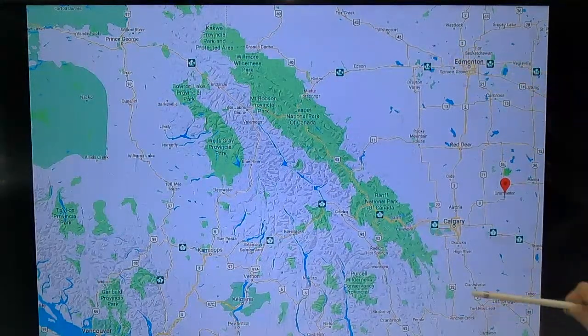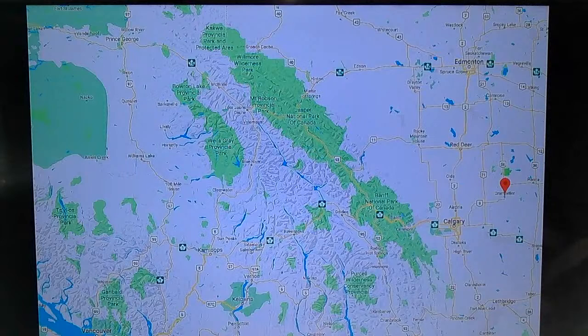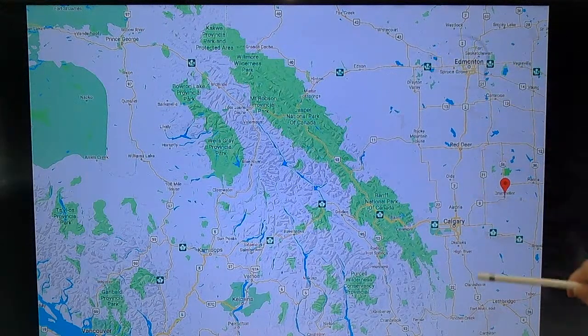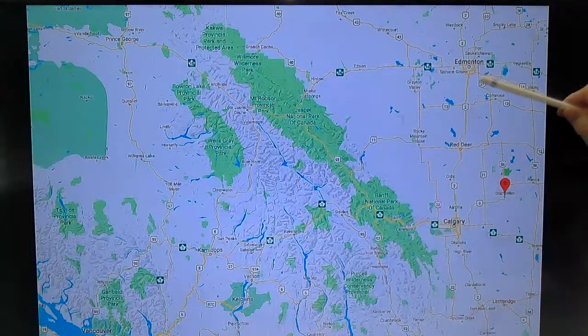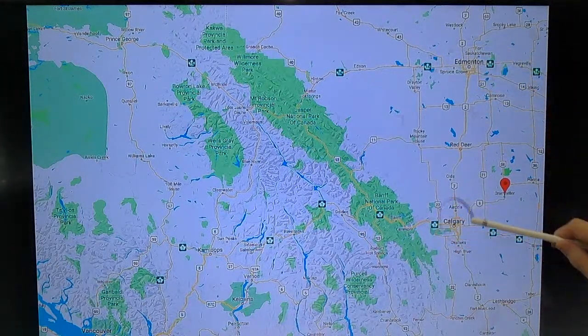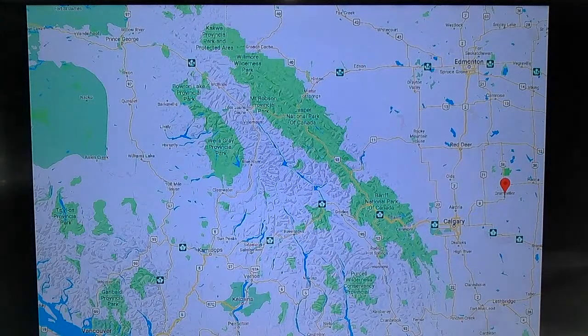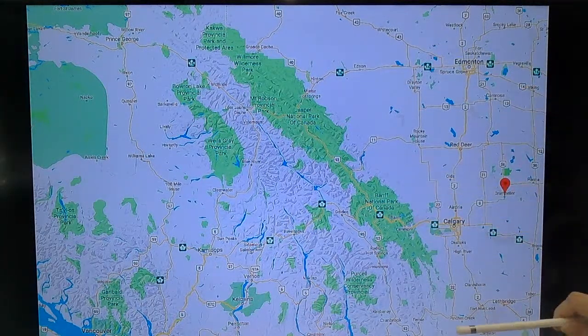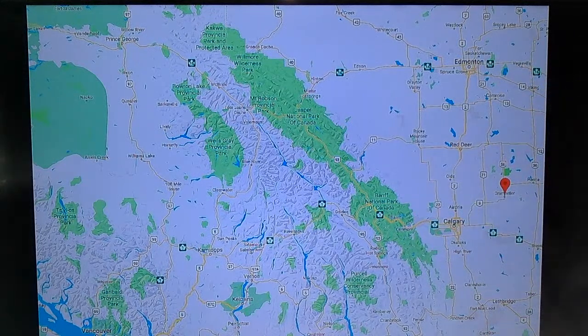This is the capital of the province of Alberta. The two big cities are maybe Edmonton and Calgary. Vancouver belongs to British Columbia. The name of the province, the prefecture, is British Columbia. And we went to Edmonton.